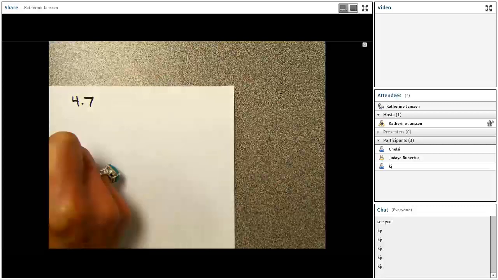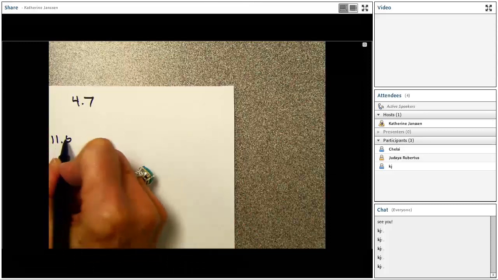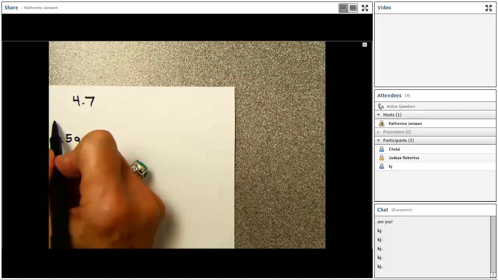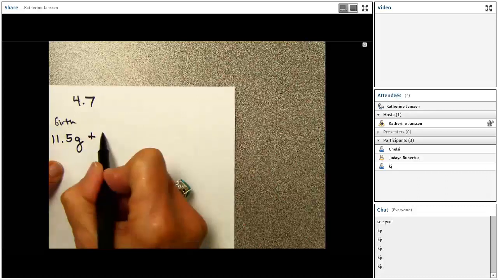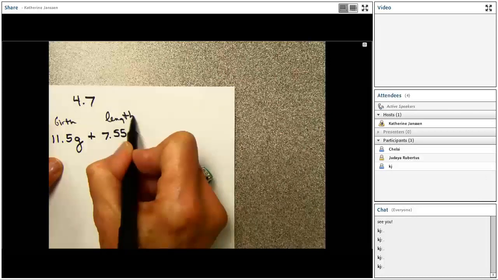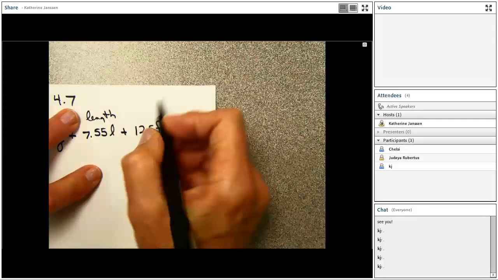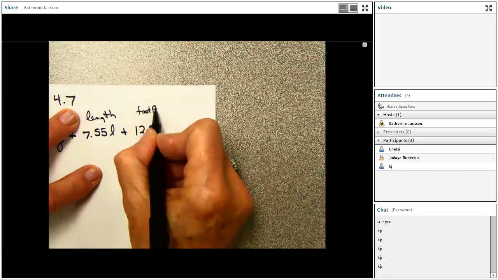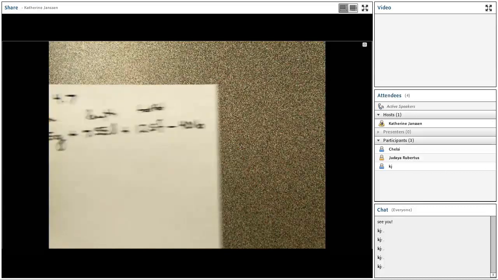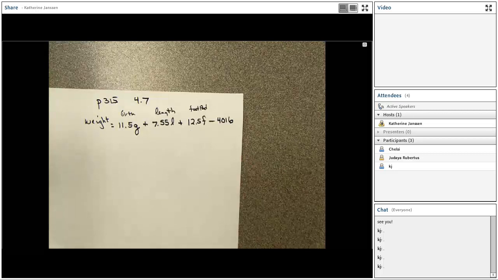So the weight of the elephant can be approximated by 11.5 G, which is the girth, plus 7.55 times the length, plus 12.5 times F, the footpad circumference, minus 4016. And that is given to us.